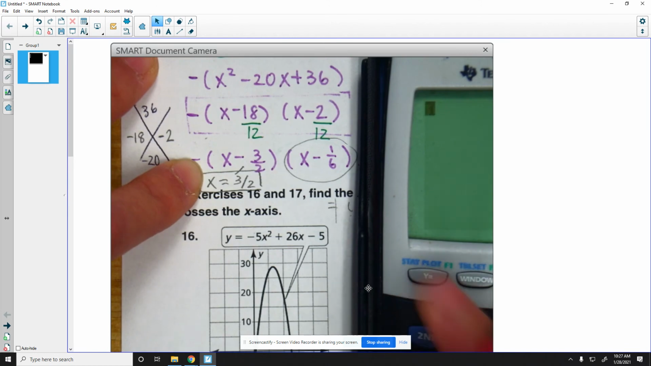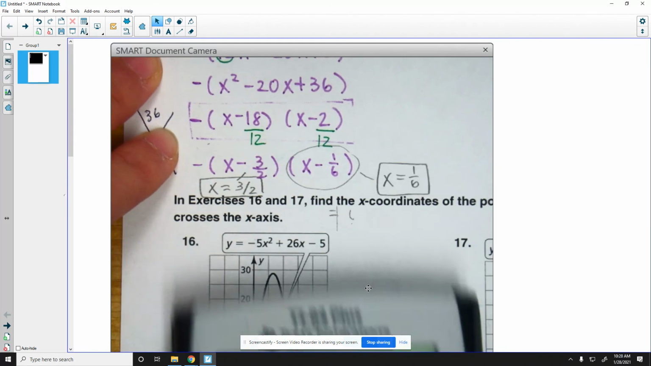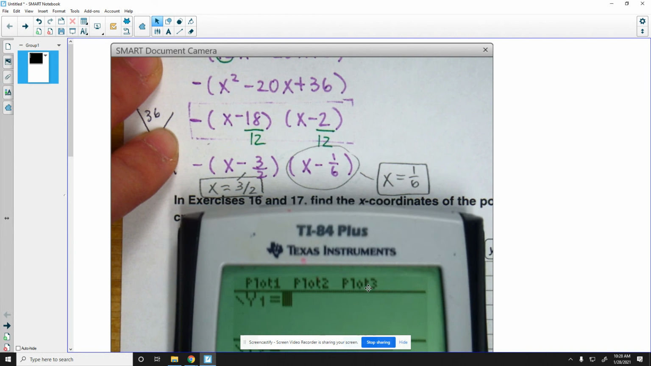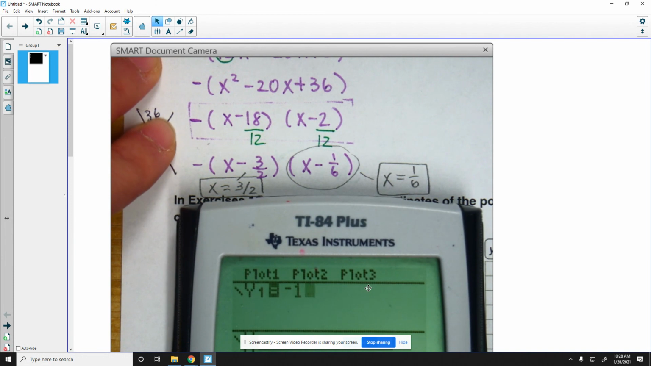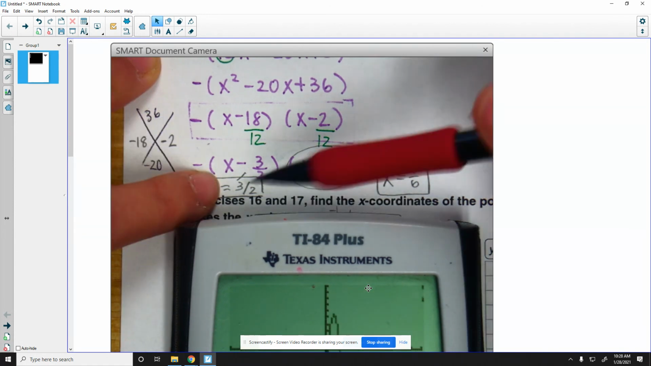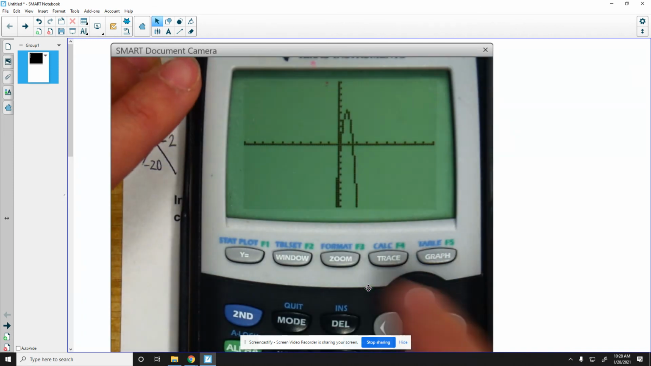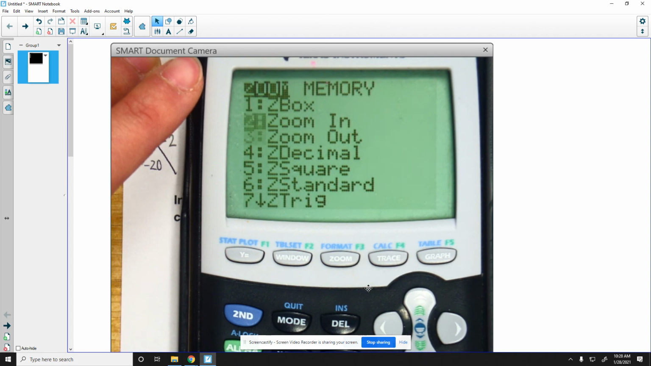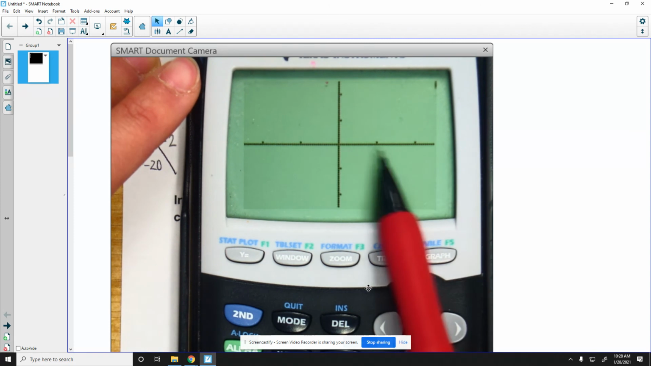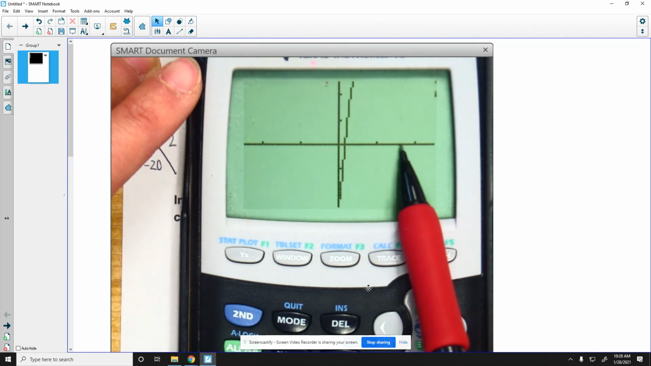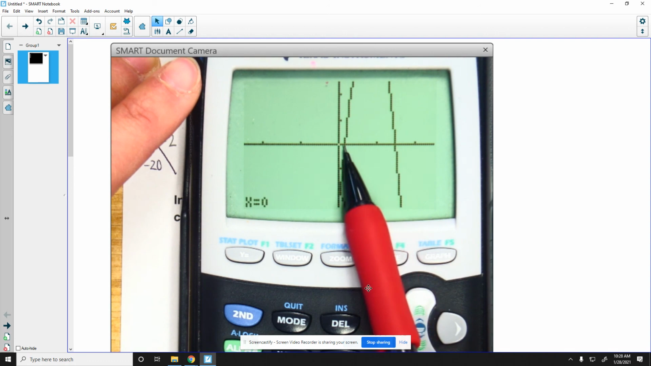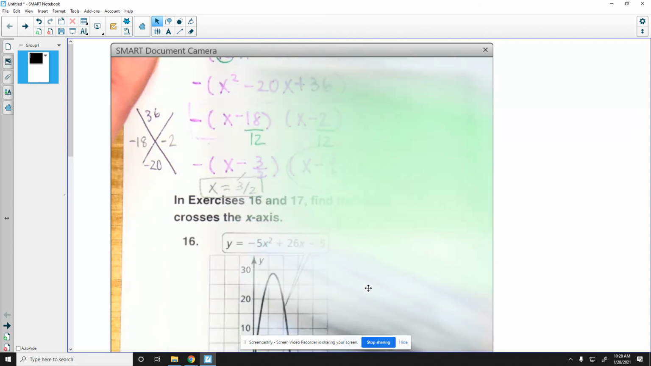And remember how I told you, yesterday, the day before, whatever, if you want to double check your answers, I'm going to put the original problem in my calculator, hit graph, and I should get answers at 1.5 and 1/6. You can't really tell, but maybe you can zoom in and see where your zeros are. It does look like it's at 1.5 and 1/6. So you can kind of estimate, yeah, I think I got it right.